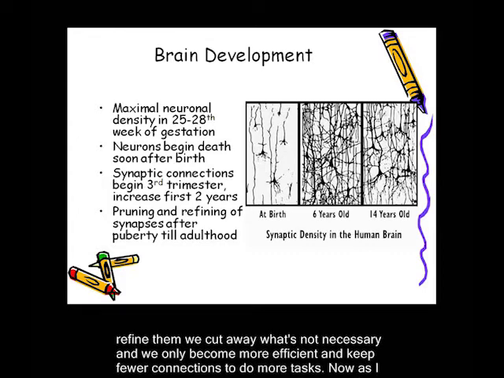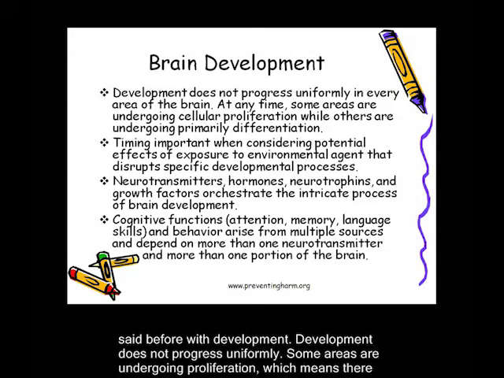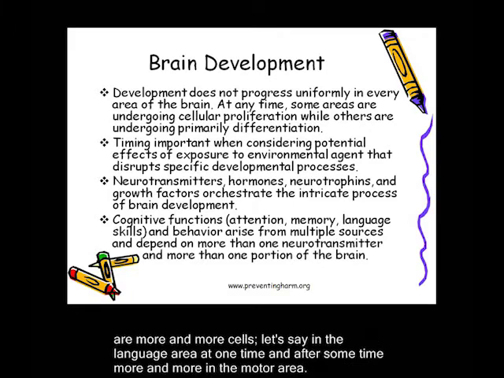We cut away what's not necessary, and we become more efficient and keep fewer connections to do more tasks. Now, as I said before, development does not progress uniformly. Some areas are undergoing proliferation. That means there are more and more cells in, say, the language area at one point in time, and then after some time more and more in the motor area.